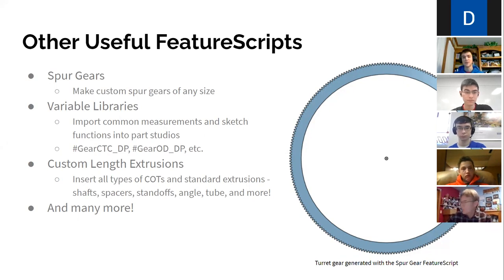There's also custom length extrusions. You can insert all types of COTS and standard extrusions, shafts, spacers, standoffs, angle, tube, pretty much everything you want. You no longer have to model it in. You can just drop it in and customize it right away. And these are just a few examples of the many different types of feature scripts that have been written. Every day there are new feature scripts getting written and developed, and it's really cool to see. And they really save a lot of time.